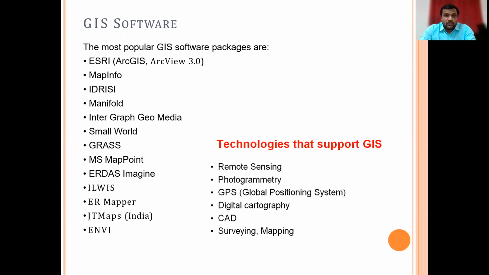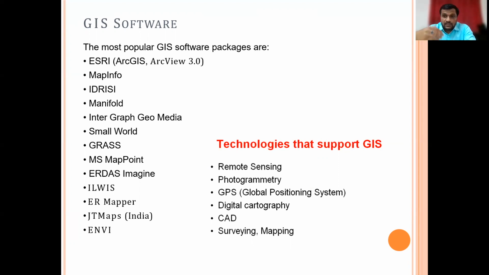So these are the most popular GIS software packages now available: Esri's ArcGIS, MapInfo, Idrisi, Manifold, Intergraph, SmallWorld, GRASS, ERDAS Imagine, ILWIS, ER Mapper, ENVI. These are very well-known, very popular GIS softwares. And GIS can be supported by other technologies like remote sensing, photogrammetry, GPS, and digital cartography. These are other emerging technologies that can support GIS.